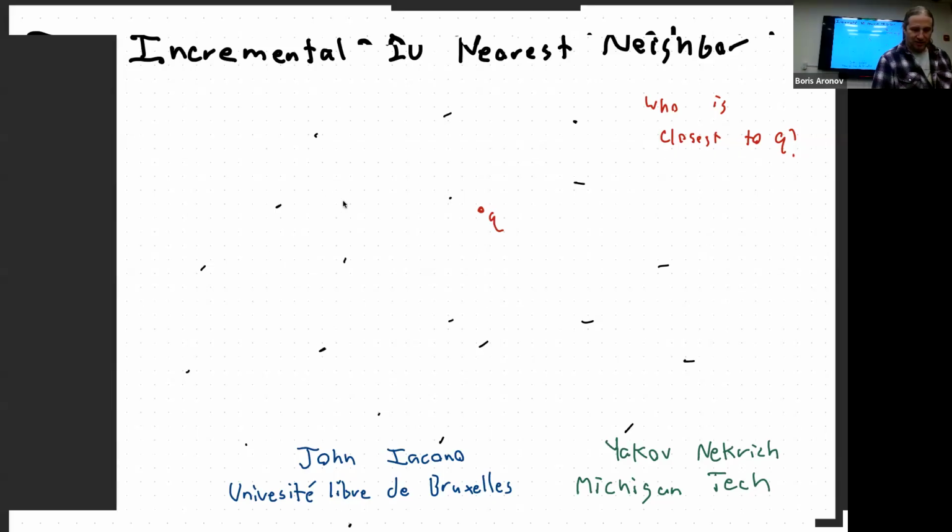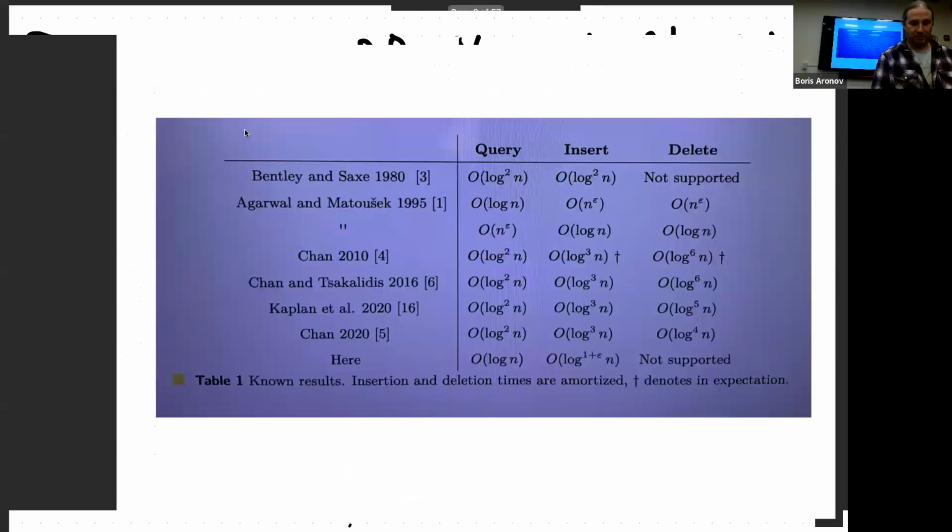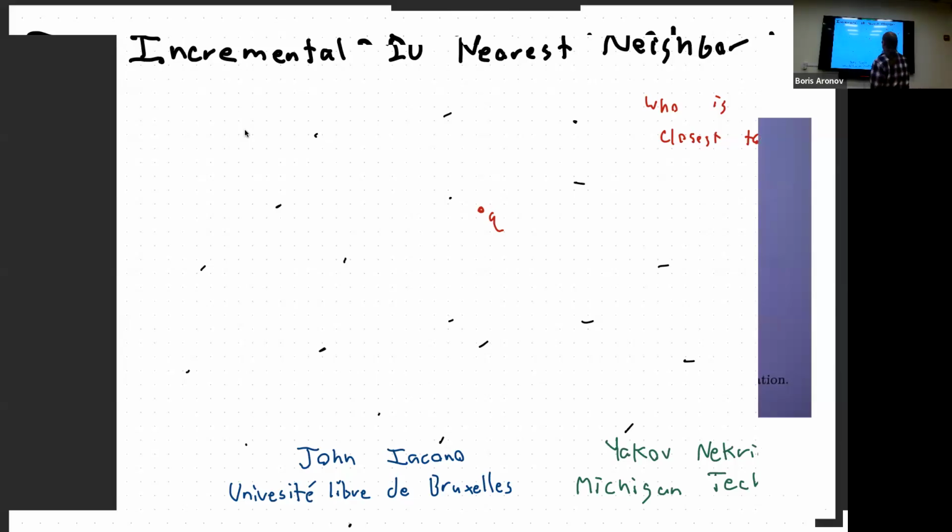So this talk is about incremental nearest neighbor. The problem is geometric, which I guess makes it appropriate. You're given a bunch of points, and these black things are supposed to represent points and not little smears, and you're given a query point. I want to know which black point is closest. In this case, it's that one. So I hope you understand the problem.